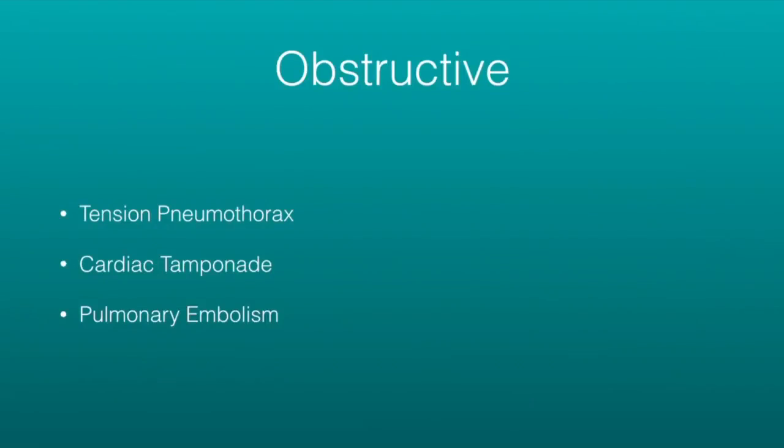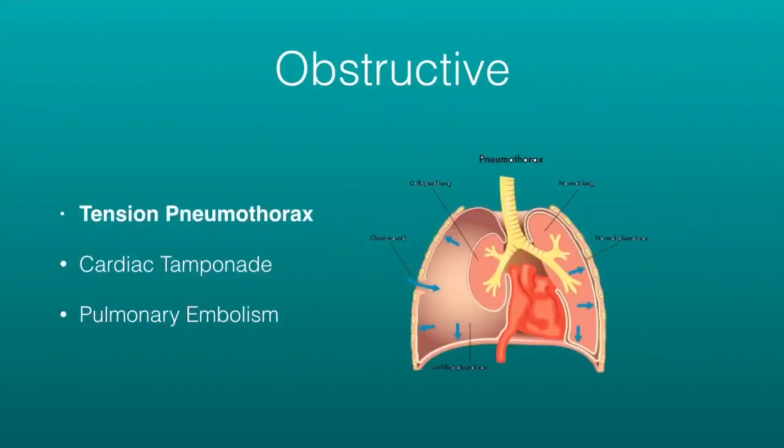Obstructive shock is when something has blocked or obstructed the blood flow. This could be a pneumothorax, a tamponade, or pulmonary embolism. With a tension pneumothorax, you have a collapsed lung and you have a lot of air building up inside the chest cavity, and this causes incredible pressure. In fact, so much pressure, the blood cannot return to the heart. So you have a decrease in preload, which lowers the cardiac output and lowers the blood pressure. The fix for this is to get the air out of the chest.